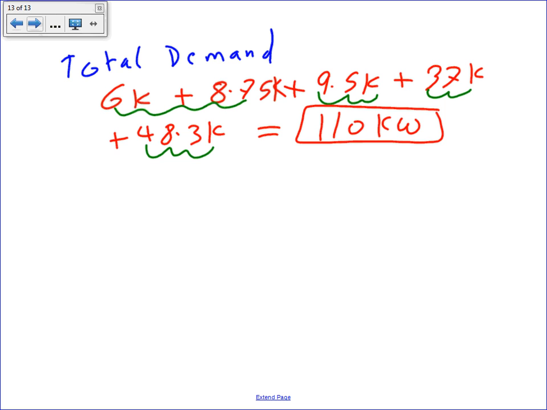110 kW. That's your main demand. Anybody second? 110? Okay, 110. Done. Now we're going to divide it by the voltage to size the cable and size the overcurrent device.